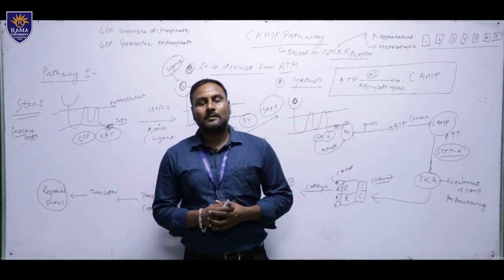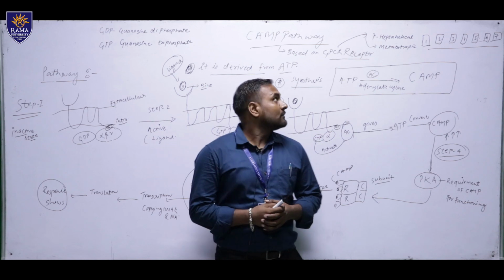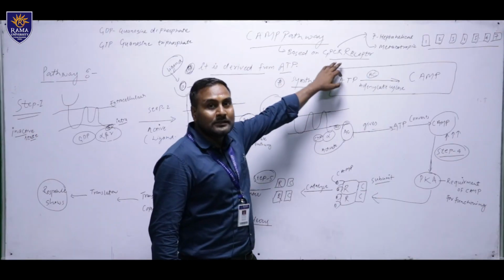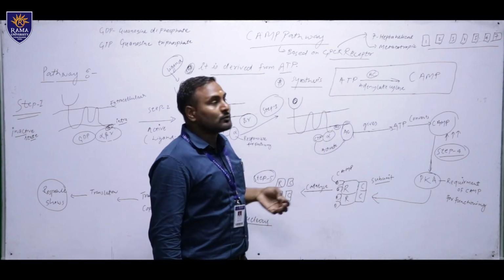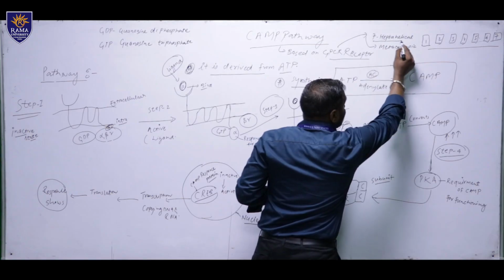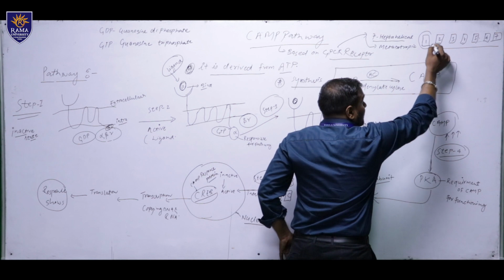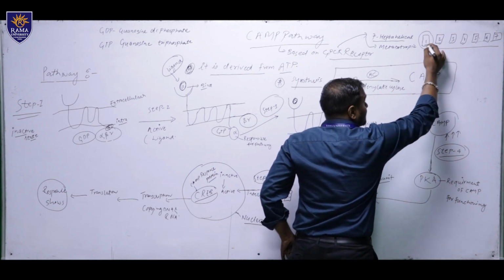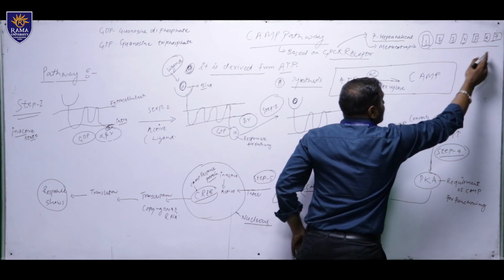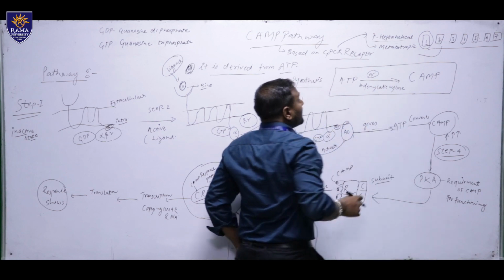Now, today we will discuss the cyclic AMP pathway, and we will start. The cyclic AMP pathway is based on the GPCR, which means a G protein coupled receptor, which basically depends on 7 heptahelical receptors. These are the basic subunits of the 7 heptahelical receptor, that is 1, 2, 3, 4, 5, 6 and 7, and its name indicates the 7 heptahelical.